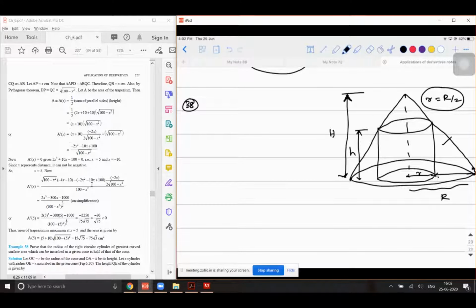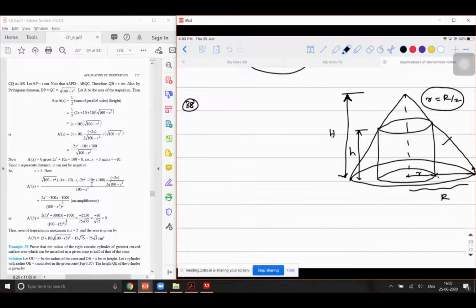What are the parameters that are fixed? What are the variables out of the diagram that we have drawn? Radius of the cylinder is variable, and height of the cylinder too. Radius and height of the cylinder alone are variable, because for the cone all the dimensions are given. The radius of the cone, capital R, and capital H are fixed, whereas small r and small h are variables.